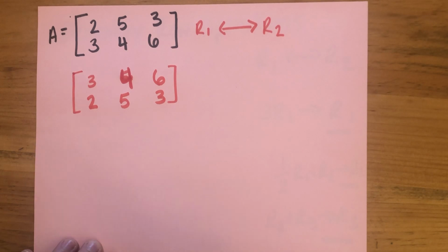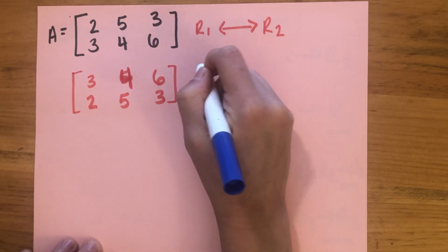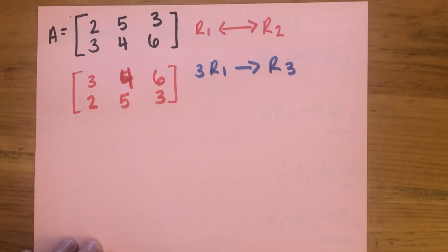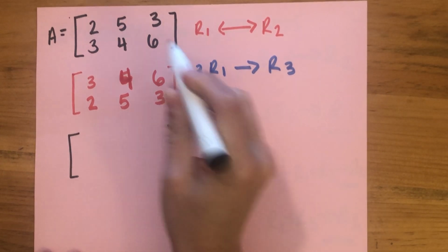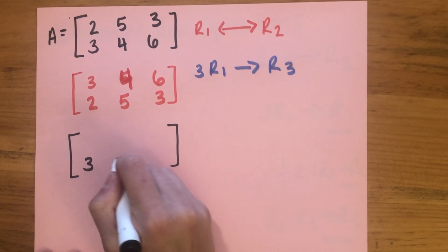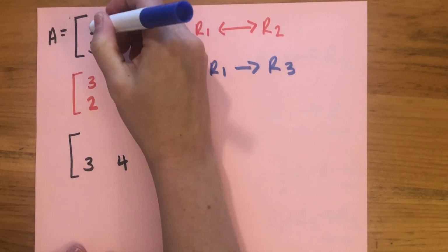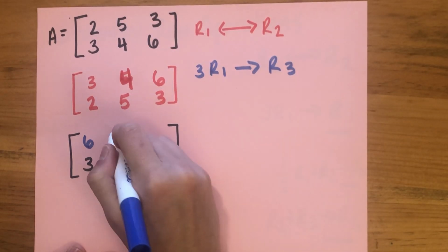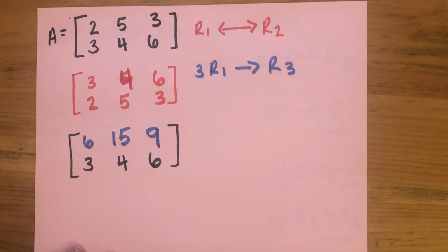Okay, so now let's say we take row 1 and we multiply it by 3, and we're going to keep it in row 3. Well, row 2 isn't changing, so we keep 3, 4, 6. Row 1, we're multiplying everything times 3. So 2 times 3 is 6. 5 times 3 is 15. And 3 times 3 is 9.